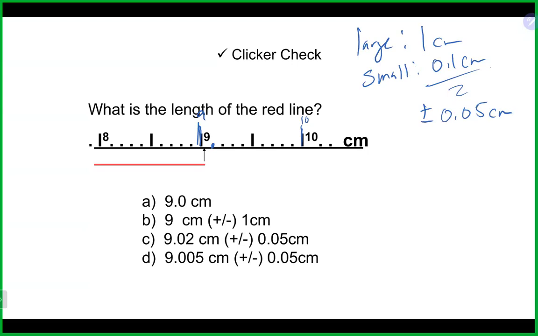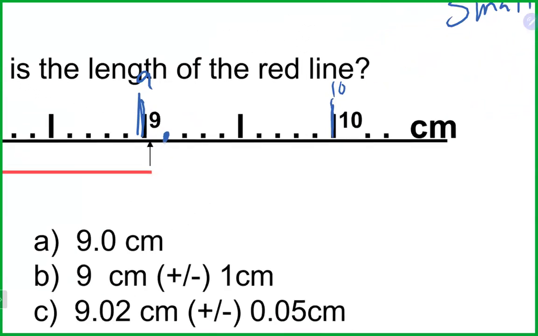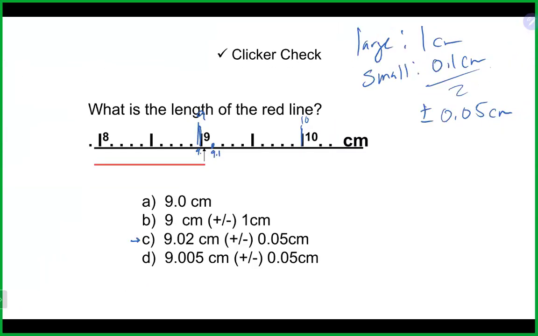But if we really look at this here, that marking right there is 9.1, and that is 9. That means we're between that, so we've got to be less than 9.1. So it looks like it's going to be that situation right there, 9.02 plus or minus 0.05. It is not 9.005 because we cannot go to 3 decimal places. Again, based off of this, we could only go to a maximum of 2 decimal places. Any questions on that one there?